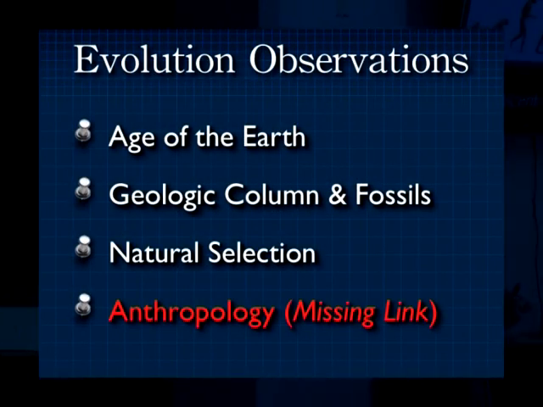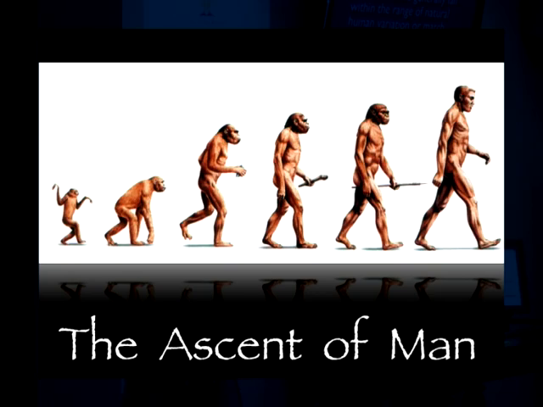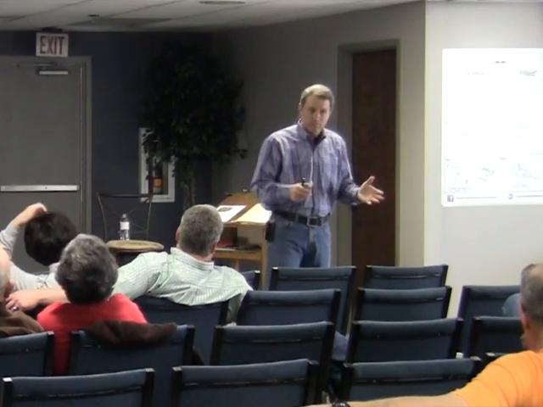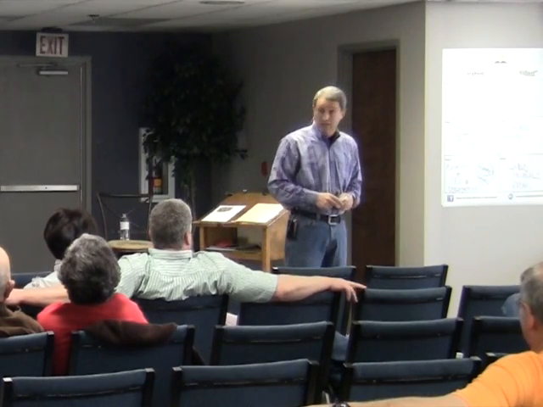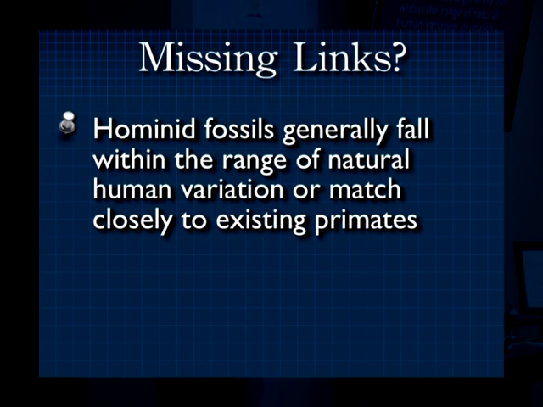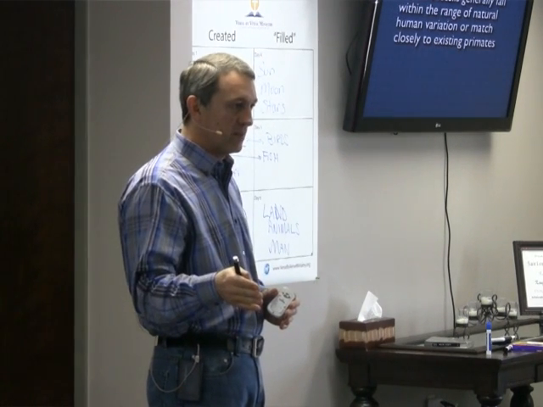The ascent of man, right? So when we look at what they claim is true about the fossil record with respect to man, they claim that there are these examples of older forms of man, early versions of man, something that connects us to the animal kingdom in terms of the apes, something that connects us to them, right? They call them hominids, forms of man-like creatures. These fossils, when you look at each one that's been claimed, they generally fall within the range of either normal human variation or they match closely existing primates. What I'm saying is they're either finding dead humans or they're finding dead monkeys.